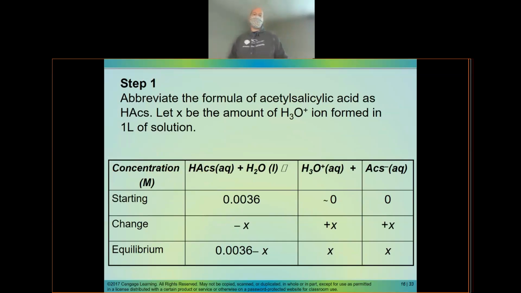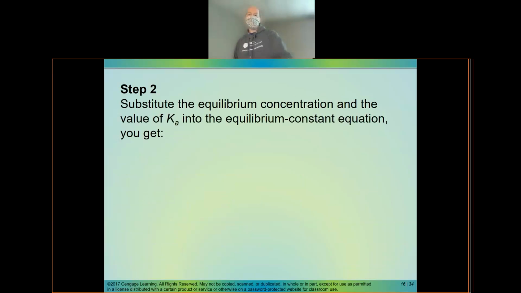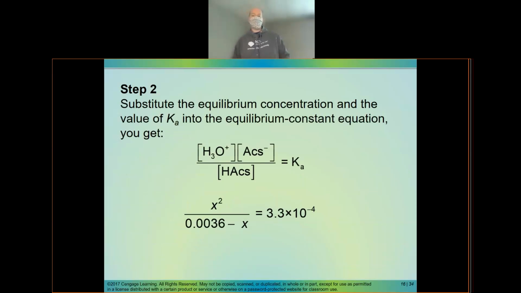So we set it all up. We have our initial 0.0036, 0 H plus, 0 A minus, has to go to the right. And so we're going to end up with x squared over 0.0036 minus x, which is equal to our Ka, which is 3.3 times 10 to the minus 4.